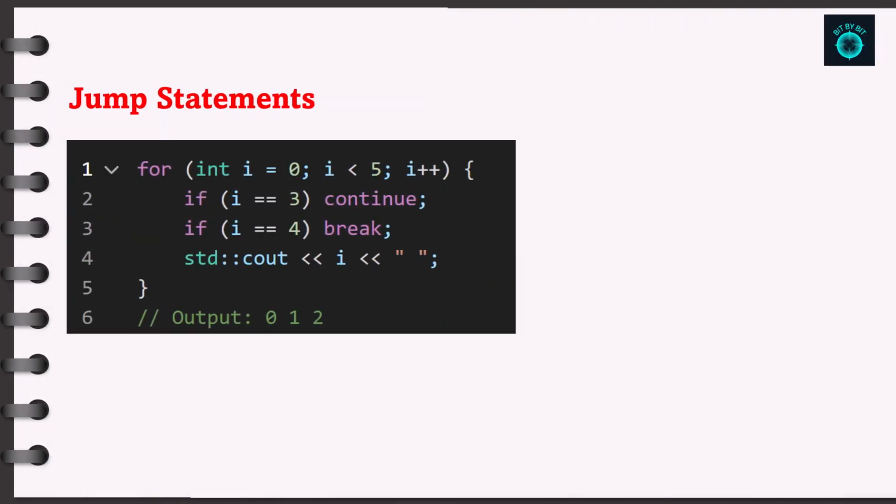Jump statements. Jump statements control how loops behave. Break exits the loop completely. Continue skips the current iteration and moves to the next. In this example, when i equals 3, continue skips printing it. When i equals 4, break stops the loop, so the output is 0, 1, 2.